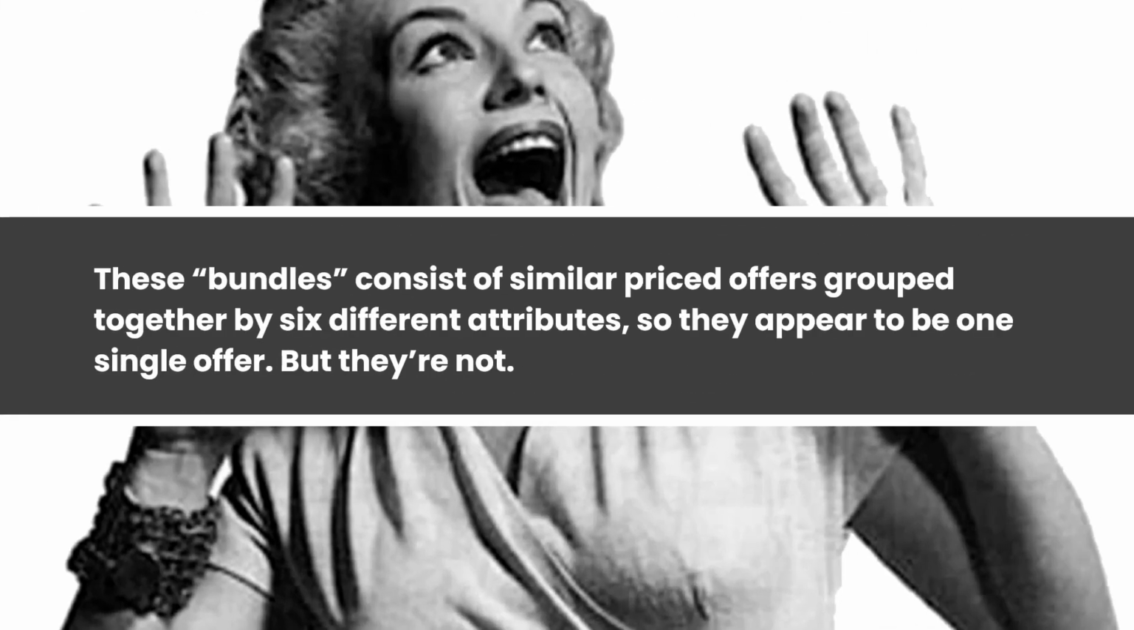Okay, so what are these bundles? How does this work? Well, these bundles consist of similar priced items that are grouped together by 6 different attributes. Now, I'll be honest, I'm not a tech person. A lot of this is over my head. But they look at things like feedback score of the seller, they look at the condition, then most importantly, they look at the price. And when they see similar items, they bundle them together and they display them on your app and to your repricing tool as a single offer, but they're not a single offer.